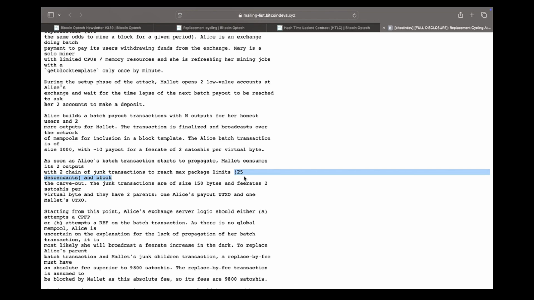Mallet will attach children to those unconfirmed outputs, because just now I mentioned that an unconfirmed transaction can have children, right? So these unconfirmed outputs that belong to Mallet will have children attached to them. Till what extent? Till Mallet reaches the limit of 25 descendants, right? Till that transaction has 25 descendants. After 25 descendants, you can't add any more children, right? Now, what is the catch here?